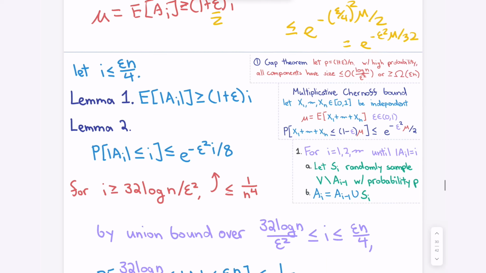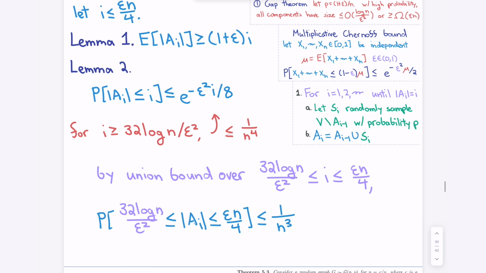Okay. So that's what happens. Now, we can take a union bound over all of the values of I we can deal with. So anything that's between, I guess I put 32 here, and epsilon n over 4 here, right? And each of these will be 1 over n to the fourth or something. And by the union bound, there's at most n of these. It's a little bit less than n. The odds of any of them failing is 1 over n cubed.